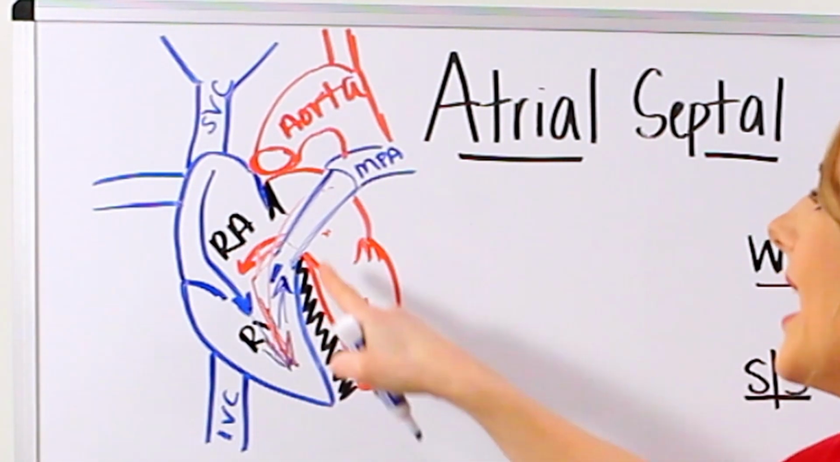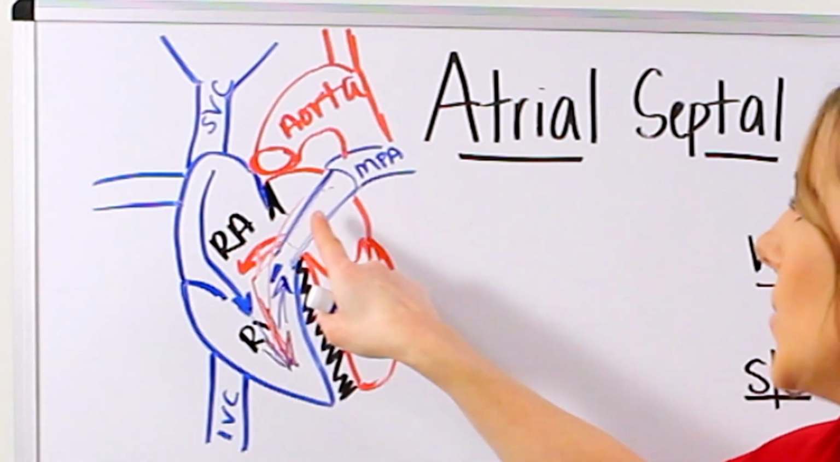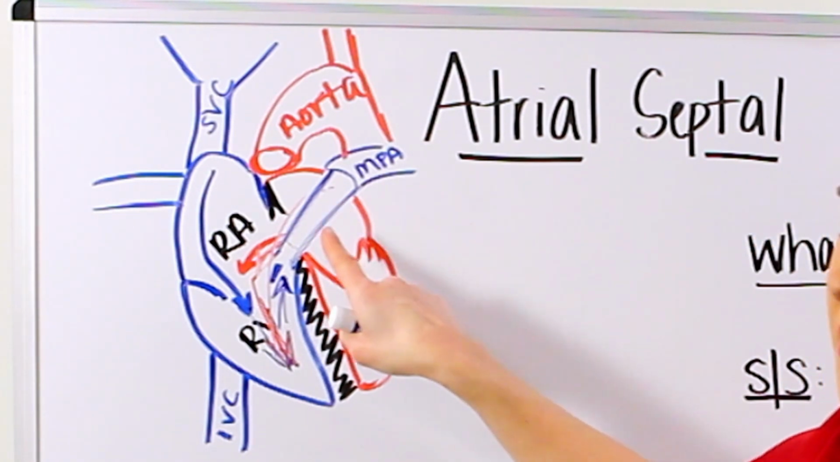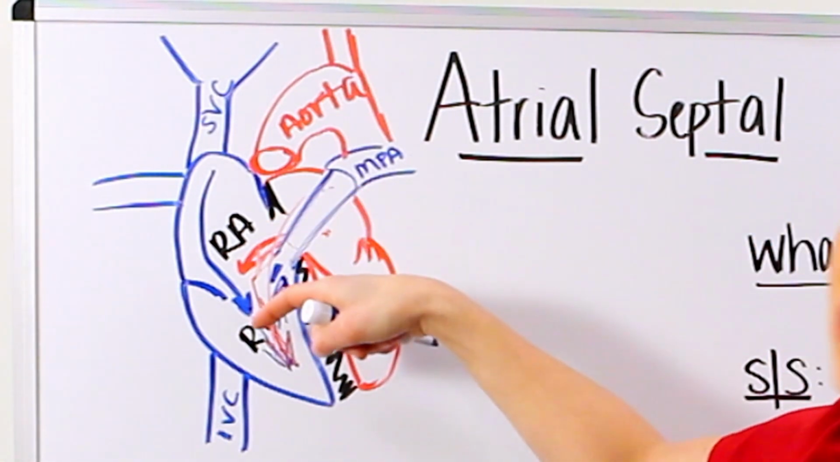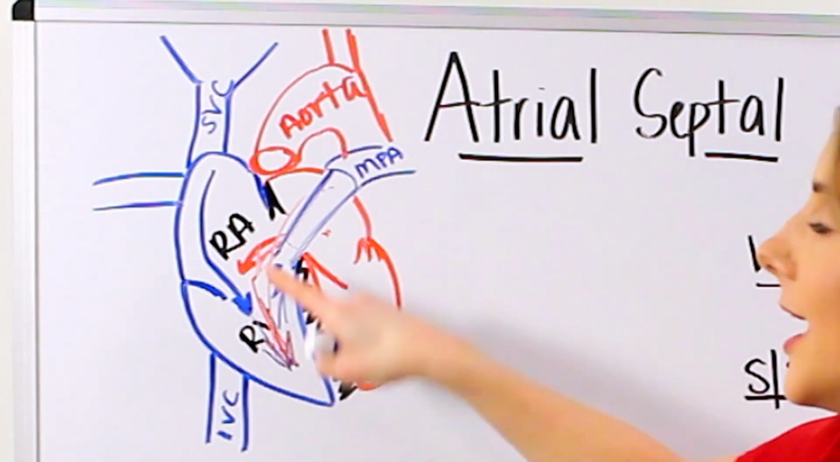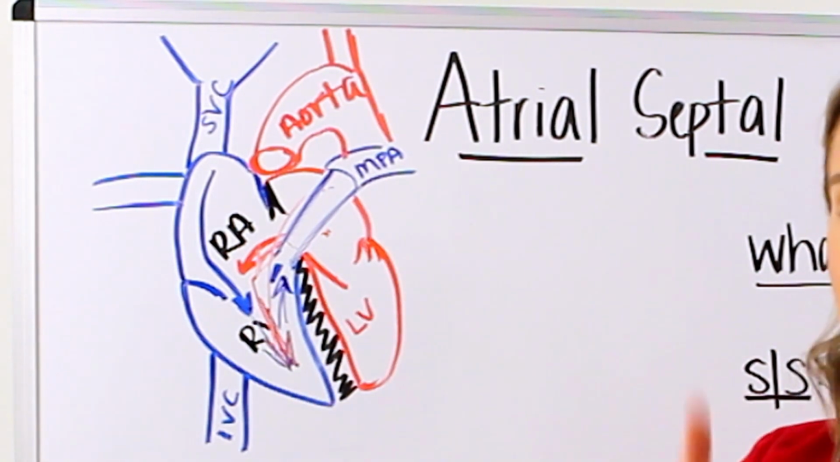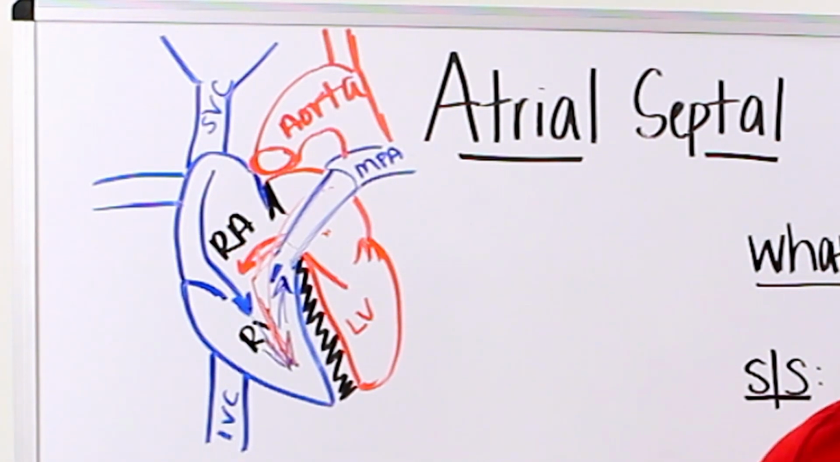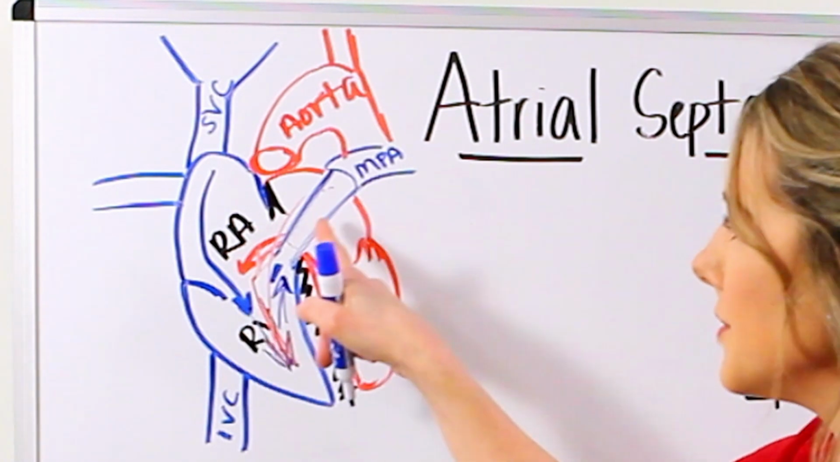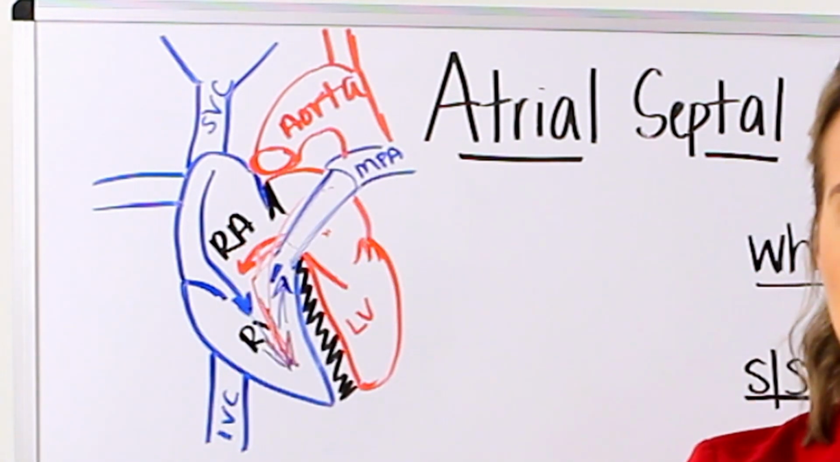But now we have some extra blood volume because you have blood from the left atrium mixing with deoxygenated blood in the right atrium, both coming down to this right ventricle and being pumped out to the main pulmonary artery. You may think to yourself, well, I don't understand why that's going to cause pulmonary hypertension because it's just a small amount of blood. Well, while it is a small amount of blood that's being shunted from the left to the right, it is still extra blood volume.